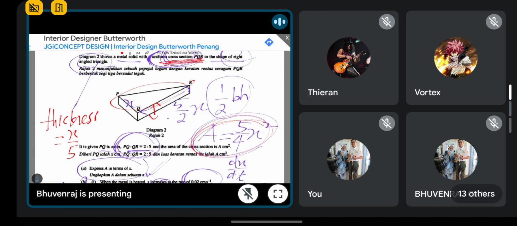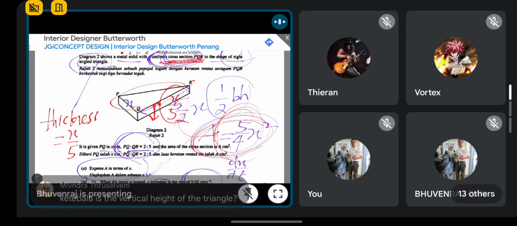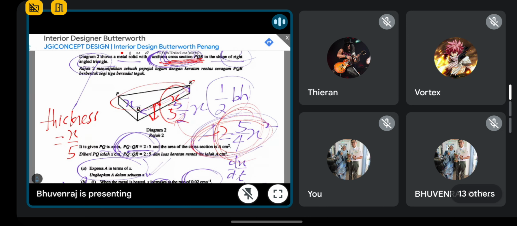This is why it's called keratan rentas. If you try to imagine, guys. So how much we mampatkan is the ketebalan, the thickness, x over 5. So you just need to times this one, area, with this one, x over 5. Yes, vertical height, correct. Of course, that ketebalan is the vertical height lah, because how thick it is. We don't measure thickness horizontally, we measure it vertically. Okay, secara menegak. Okay, so this is the concept.